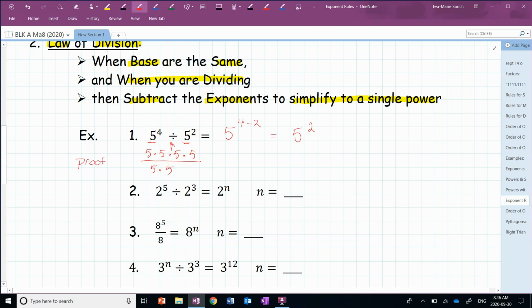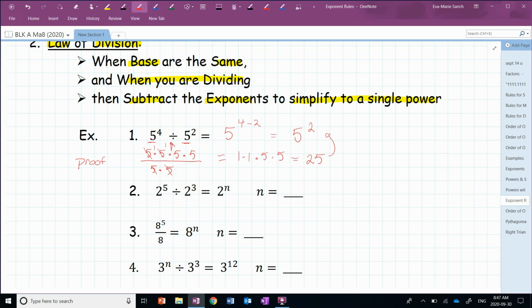Now, if we were to simplify this, we would say 5 divided by 5 gives you 1, and 5 divided by 5 gives you 1. We've got 1 times 1 times 5 times 5. So what we have left is 1 times 1 times 5 times 5, and 1 times 1 is 1, and 1 times 5 is 5, and 5 times 5 is 25. Now, do you agree that 25 is the same thing as 5 squared? Yeah, it is. So, in fact, this rule works.